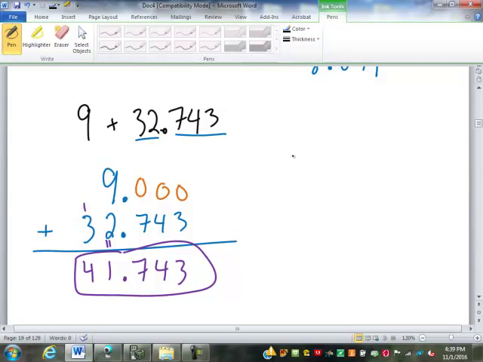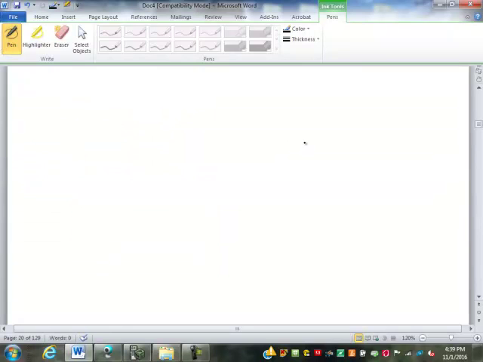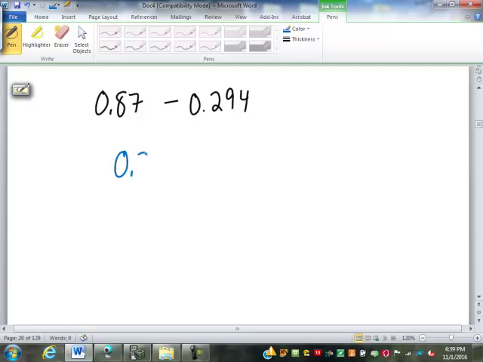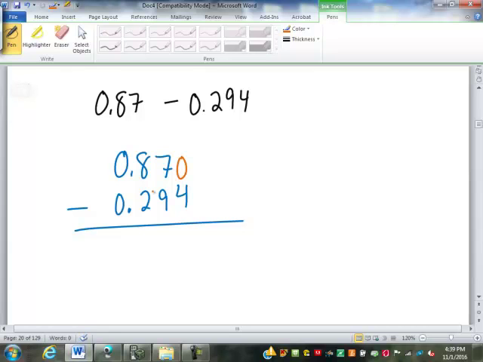When we subtract, again, we only can combine things that have the same name. So we must line up the decimal point. 0.87 minus, we're going to put the decimal point there, 0 in front of it, 294 afterwards. Just like with addition, we should fill in the missing decimal places. In fact, when we subtract, we almost have to fill in the missing decimal places. And now, just like any other operation, we start right to left.